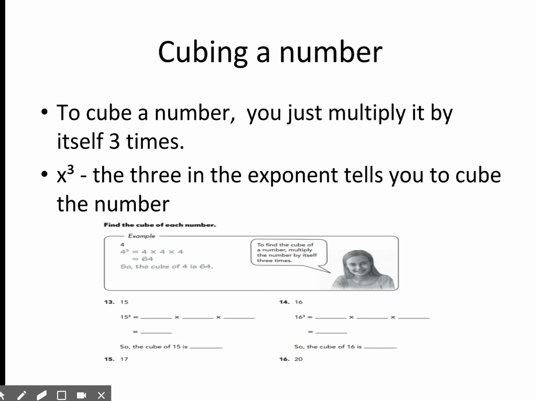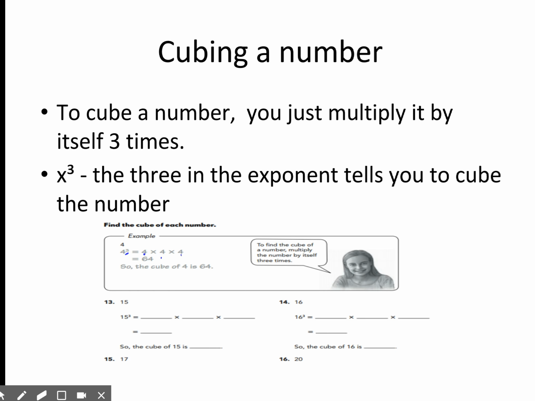How to cube a number. This isn't any more difficult than squaring a number. You're just multiplying it by itself 3 times instead, which is shown by that exponent of 3. So in our example, 4 cubed equals 4 times 4 times 4, which is 64.